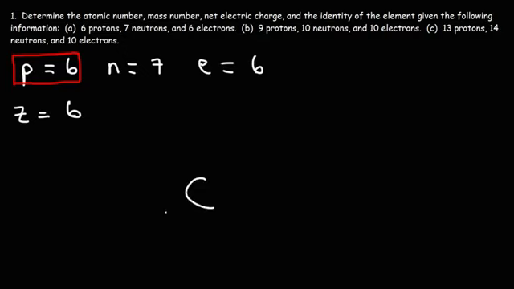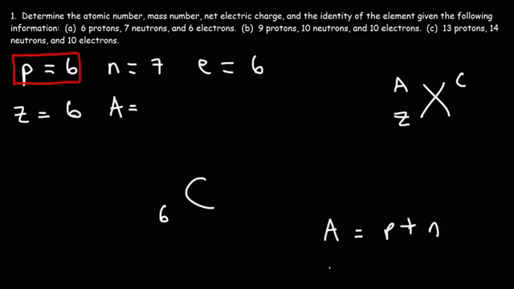Now we're going to put the atomic number on the bottom. So whenever you have an element, you want to put the atomic number on the bottom, the mass number on top, and on the top right, you want to put the charge. Now, to get the mass number, it is the sum of the protons and the neutrons. So we have 6 protons, 7 neutrons. That gives us a mass number of 13.